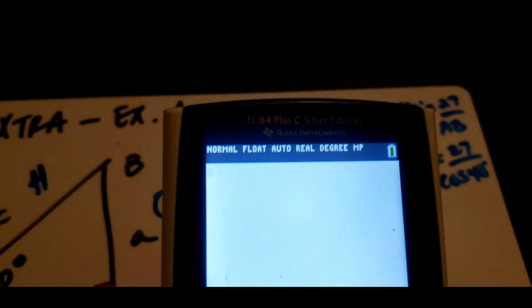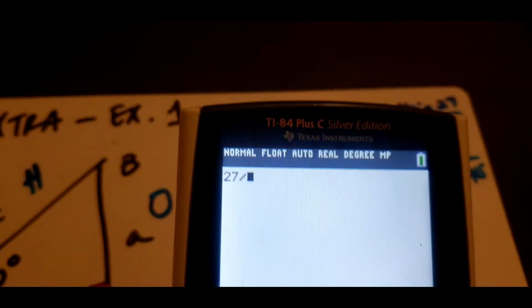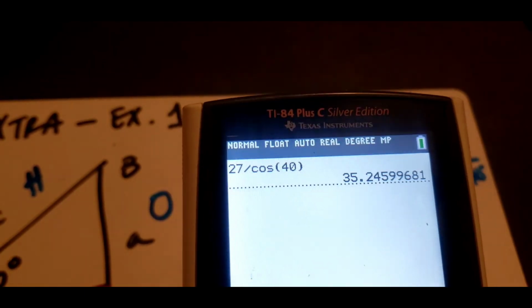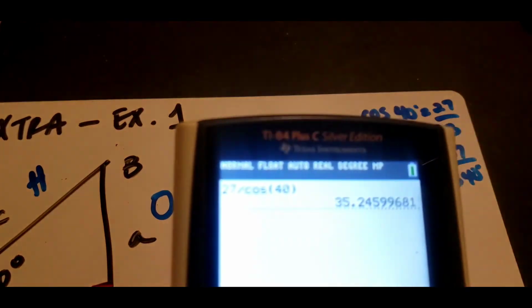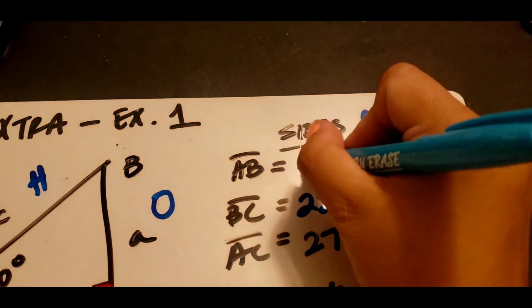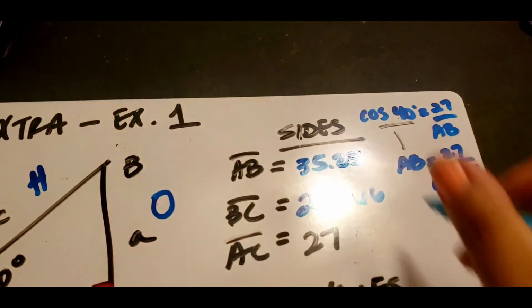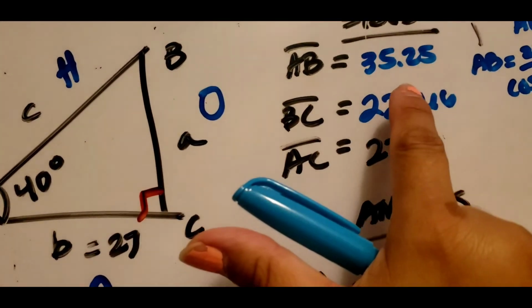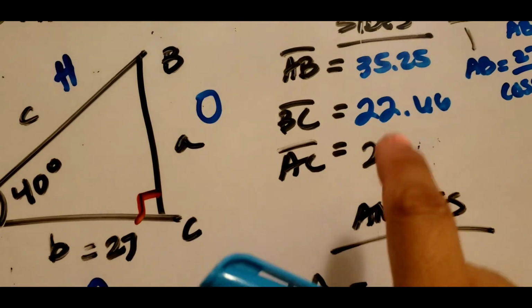So here we go. 27 divided by cosine of 40. And that's approximately 35.25. My answer seems to make sense because, again, AB is my hypotenuse. It's bigger than each of these.